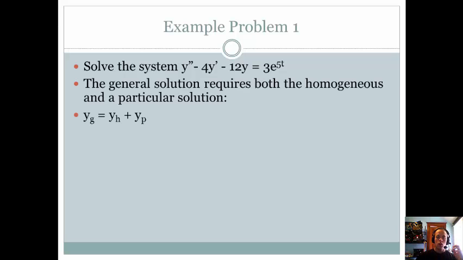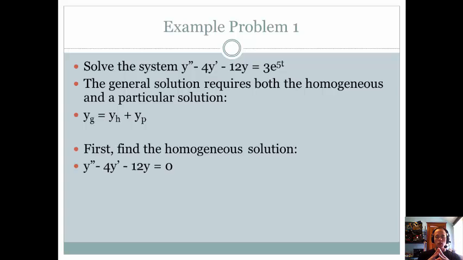So if we want to find the solution to this system, what we're looking for really is the general solution, which is the solution to the whole second-order linear differential equation. And when we have a non-homogeneous second-order linear differential equation, we need two parts to find the general solution. We find the homogeneous solution to the system, which means replacing the non-homogeneous term with 0 and then solving. And then we need a particular solution to the system, which we will find using the method of undetermined coefficients. We add these two solutions together, and we get the general solution.